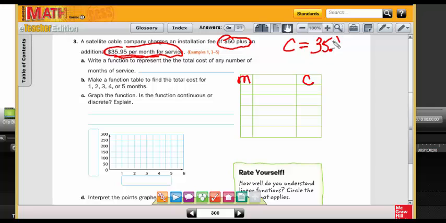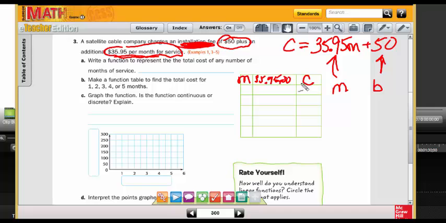35.95 times our months, but we also have an installation fee. No matter how many months we pay for, we're going to pay for an installation fee. So we have to add that 50. This becomes our y-intercept, that's b. This is our slope, that's m. Okay, so our rule here would be 35.95 plus 50 equals C.